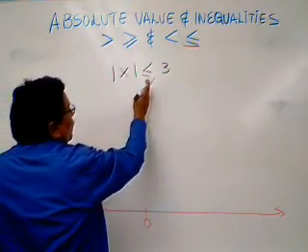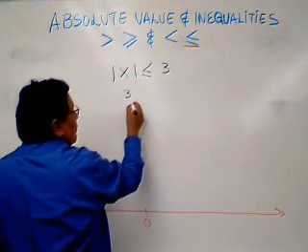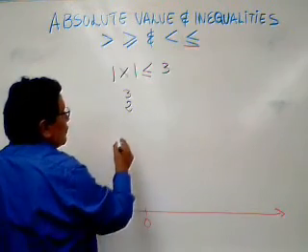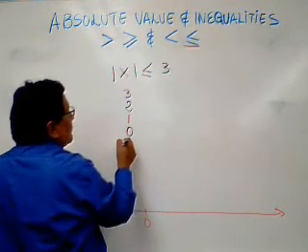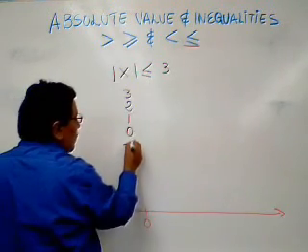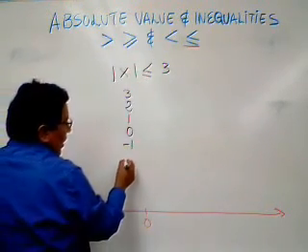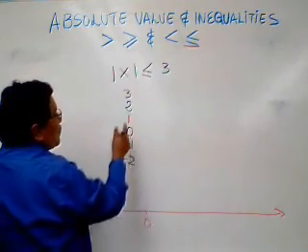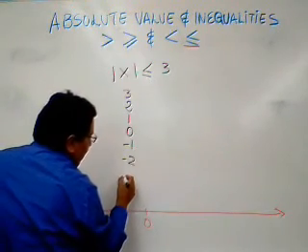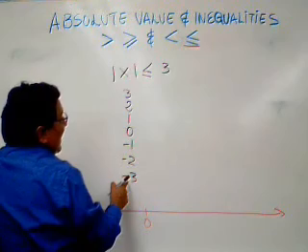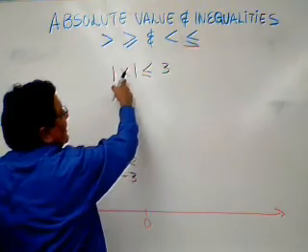It will be 3, because the quantity is less than or equal to 3. It will be 2, also 1, also 0. Also negative 1 will work, because the absolute value of negative 1 is 1, less than 3. And also negative 2: the absolute value of negative 2 is 2, less than 3. It works. And negative 3: the absolute value of negative 3 is 3, and it is equal to 3.